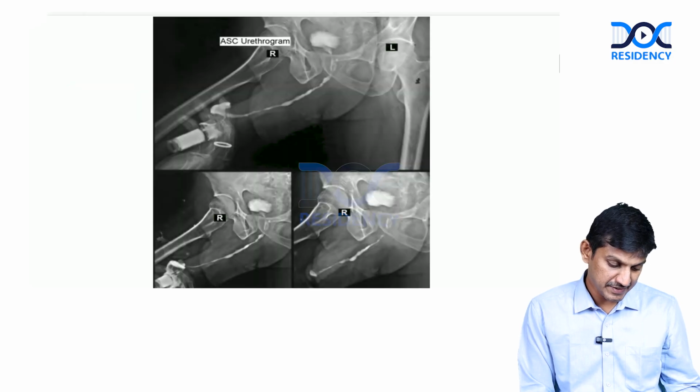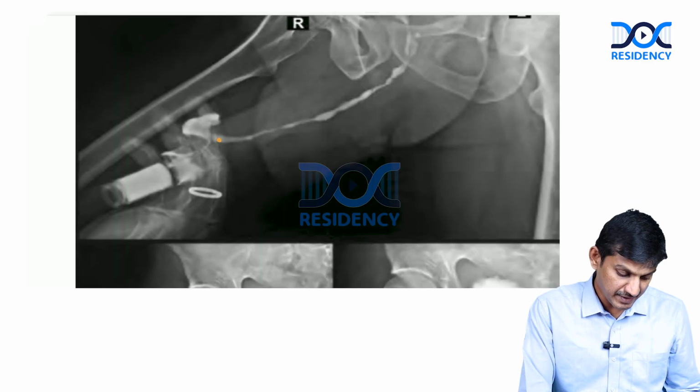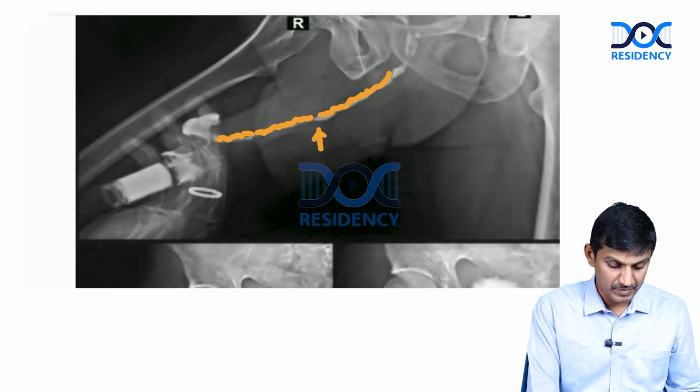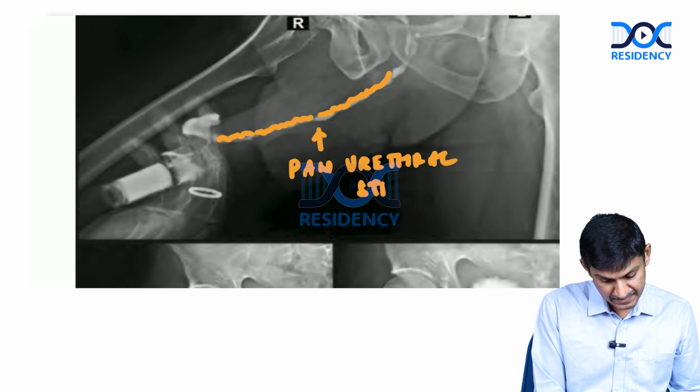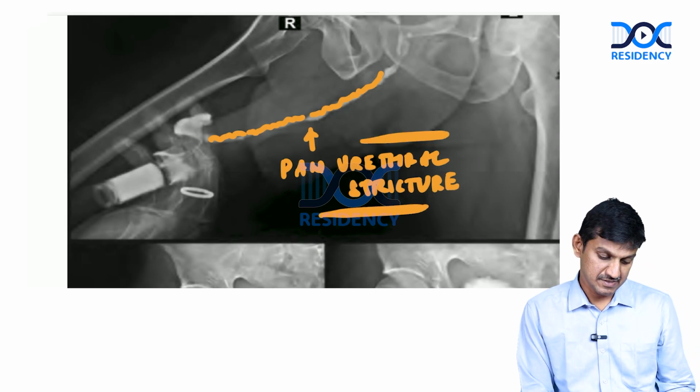So again, identify this. This I already discussed. This is again an ascending urethrogram. But as you see here, the whole urethra is thinned out like an irregular pipe. So this is probably a pan-urethral stricture.